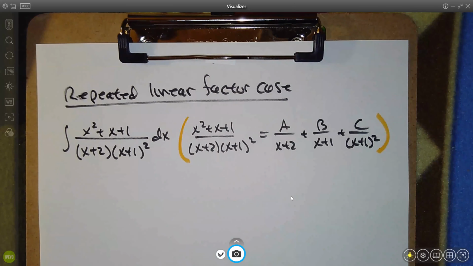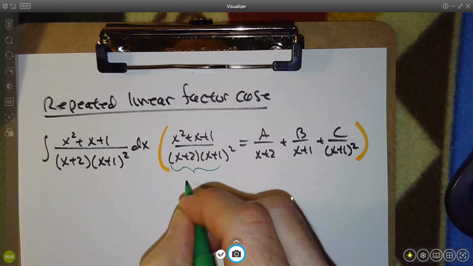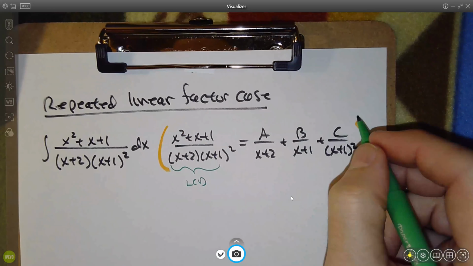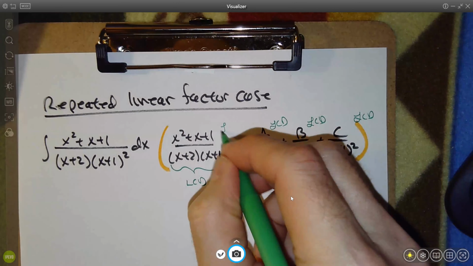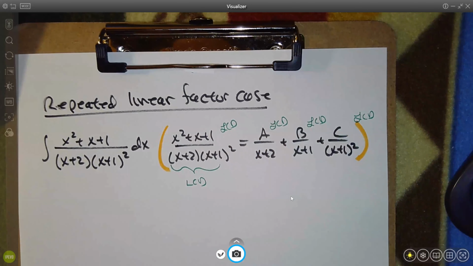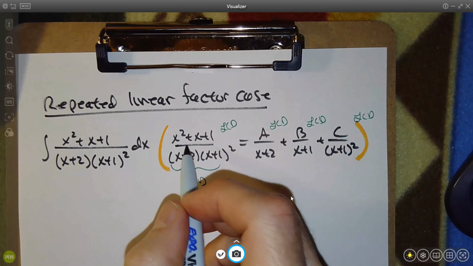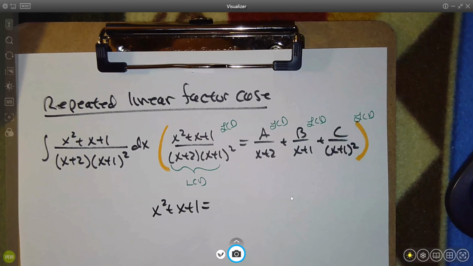Any suggestions here to solve for A, B, and C? I'm hoping you said multiply by the LCD, and that's my LCD. So I'll multiply by the LCD here, LCD here, LCD here, LCD here. That LCD is going to multiply everything. And being the helpful guy that I am, I'll clear up the left-hand side for you. There you go, x squared plus x plus 1. Beautiful.